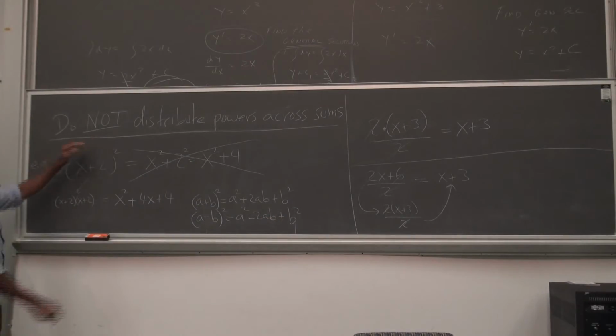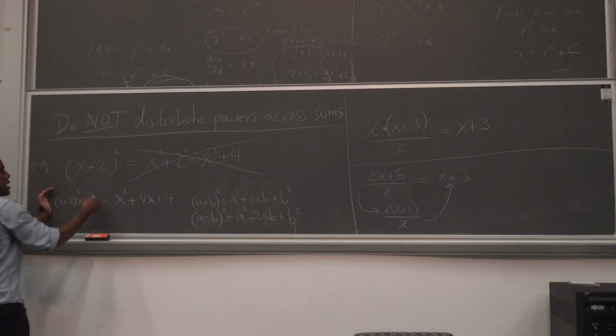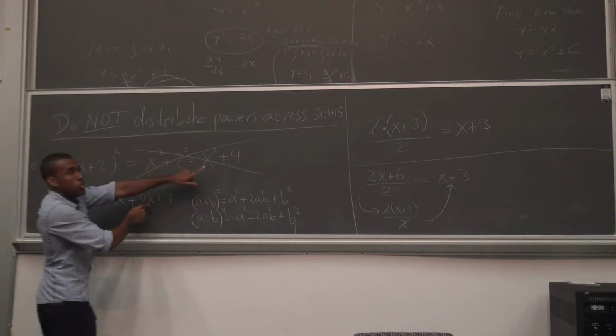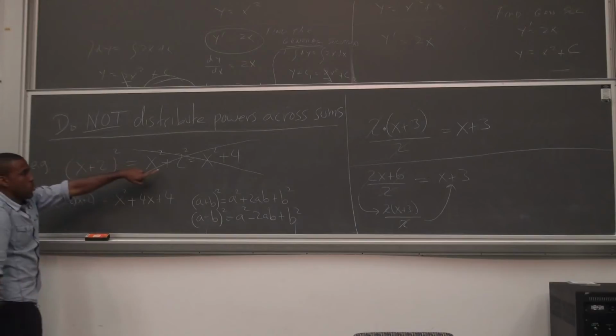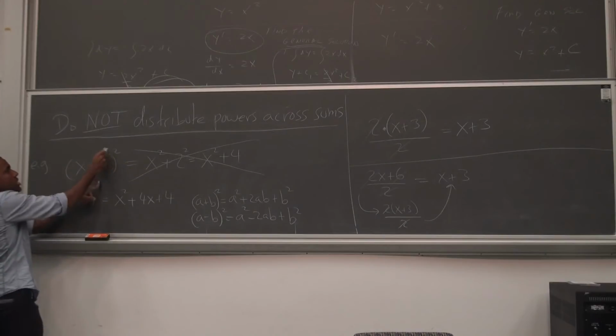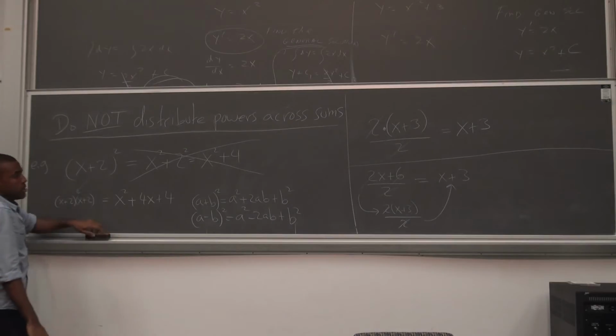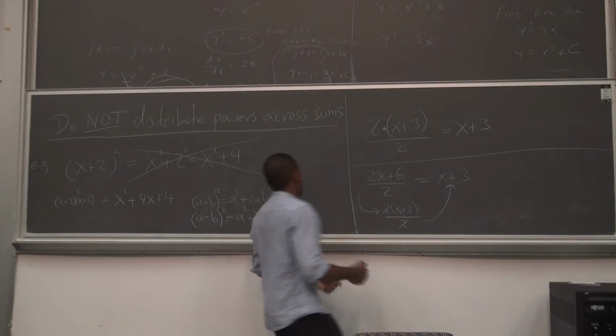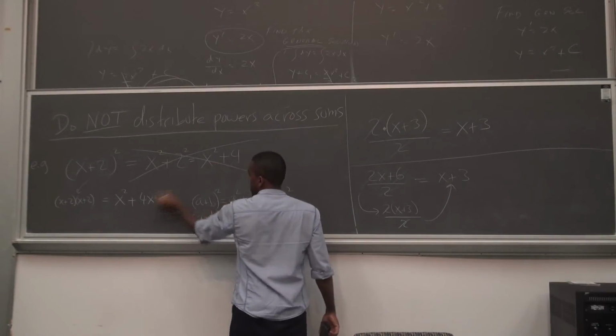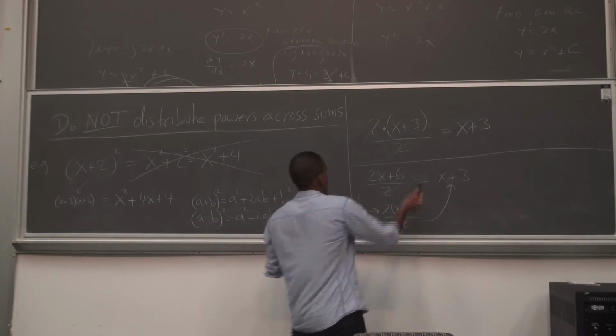Because this squared applies to that whole thing, you have to multiply it out. And it should be 3 terms, not 2. Now, students do this because they think, oh, I can just take the 2 and put it here. No, you cannot do that. You cannot distribute a power across a sum. You lose information. There's a whole term here that should be there that's not.